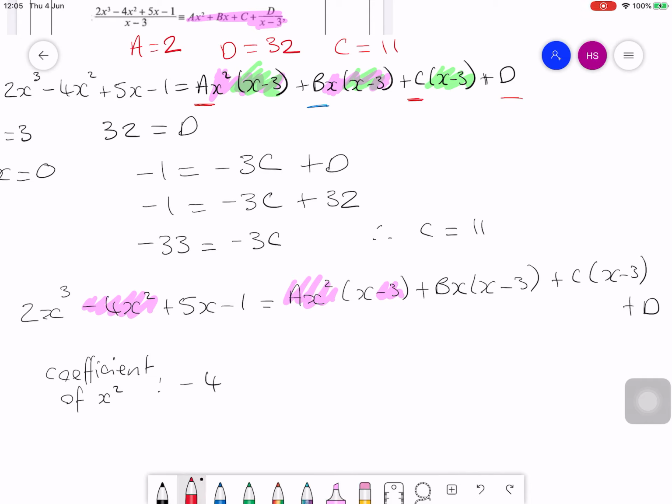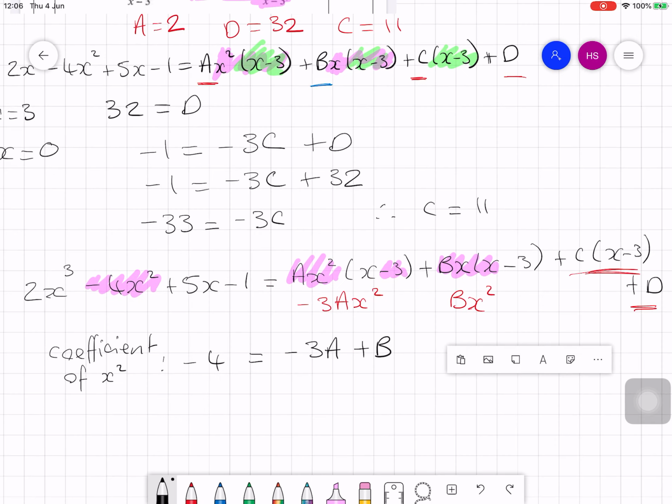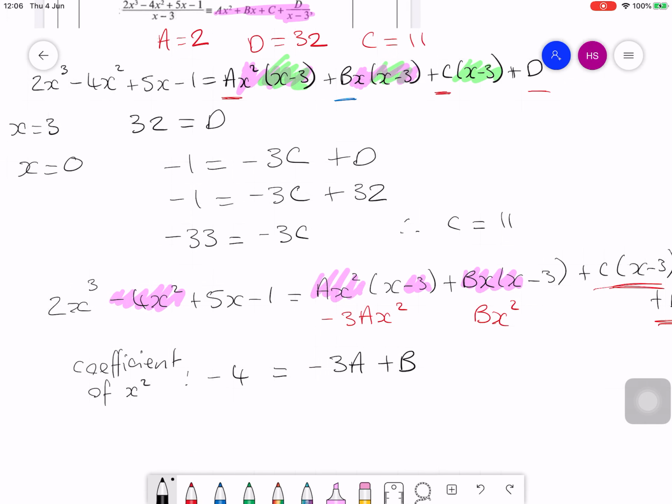That would give me -3ax squared. That would give me an x squared term, bx times b, so I'll try and be consistent with my colours. That would give me bx squared. And then I wouldn't get an x squared term there, I would just get cx minus 3c, and obviously there's no x squared term there. So the coefficients of x squared on the right-hand side are -3a and plus b, and together they must equal -4. If I've lost you a little bit there, then go back to the previous method and just substitute in x equals 1.